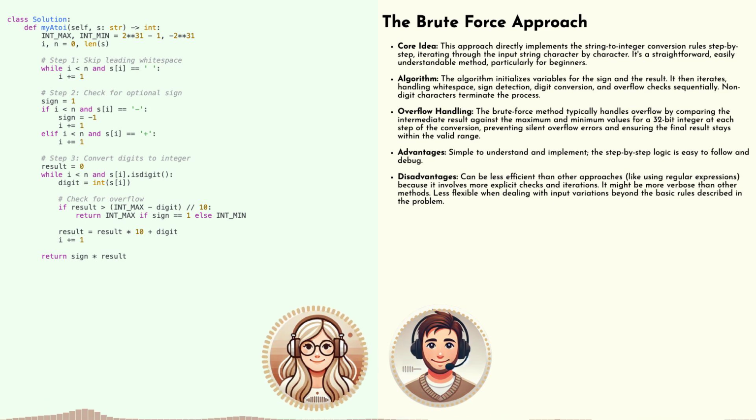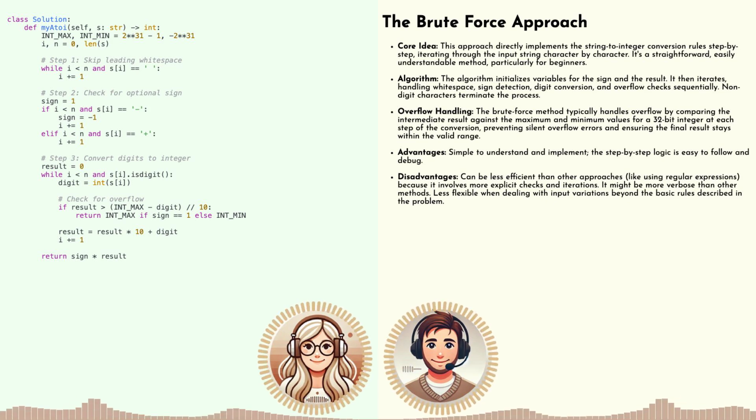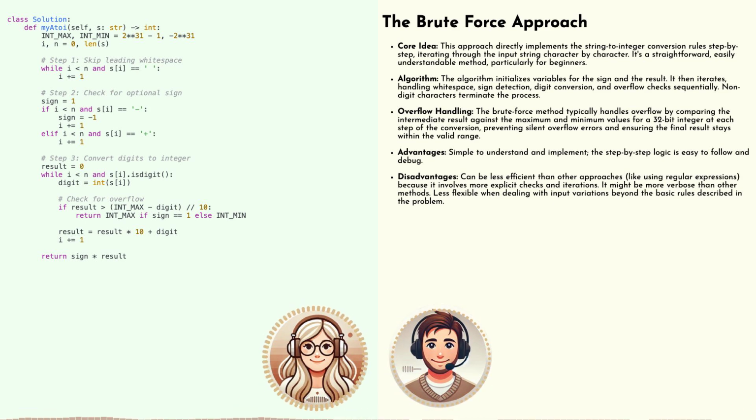Picture this. You're reading the string character by character, from left to right. The very first thing you want to do is skip over any leading white space, the spaces at the beginning. We want to get to the actual meat of the number. Next, you're going to be looking for an optional sign, either a plus or a minus. That's going to tell you if your final integer is going to be positive or negative.